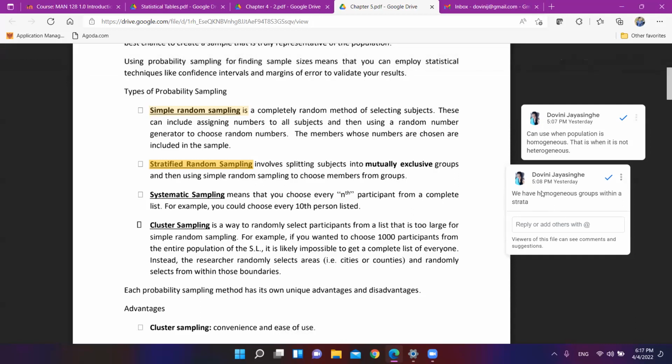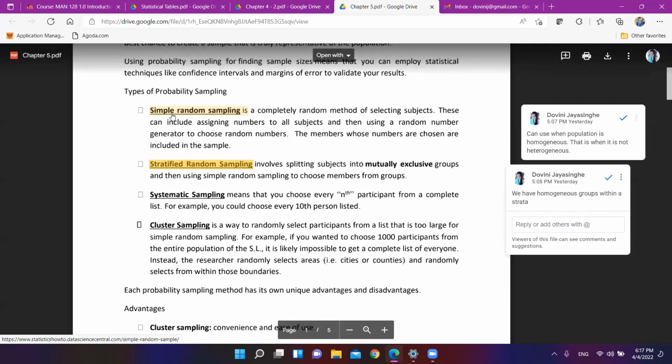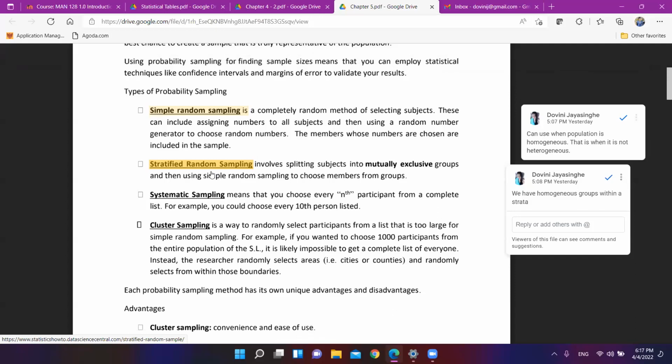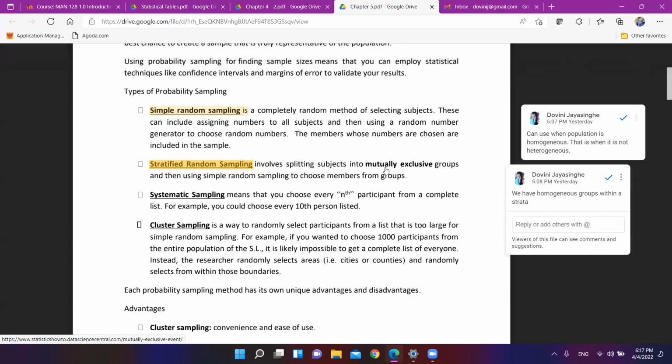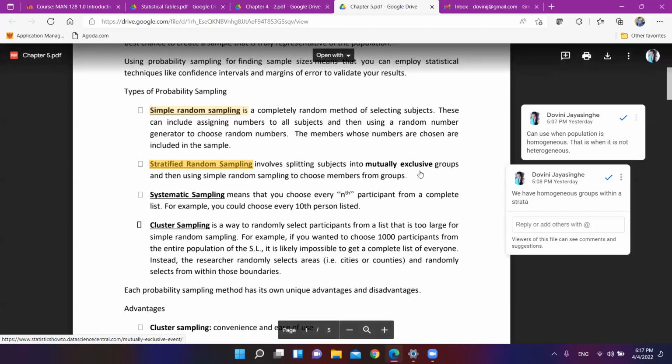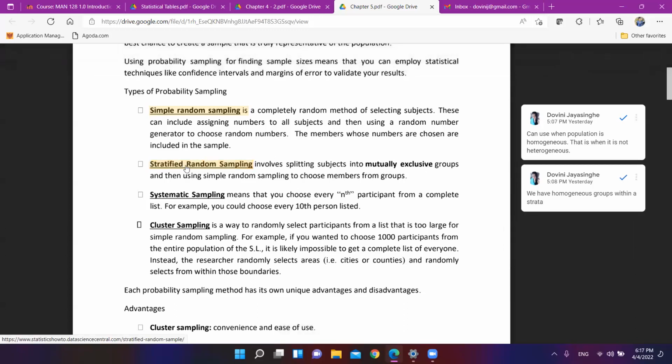Okay, so we have homogeneous groups within the strata. එක ස්ට්‍රාට් එකක් ගත්තම ඒක ඇතුලේ ඔයාලට simple random sampling කරන්න පුළුවන්. හැබැයි මුළු population එක ගත්තම simple random sampling කරන්න බැරි වෙන්න පුළුවන්. Okay, so something like that. And those subjects, those strata should be mutually exclusive. So this is another way of probability sampling.